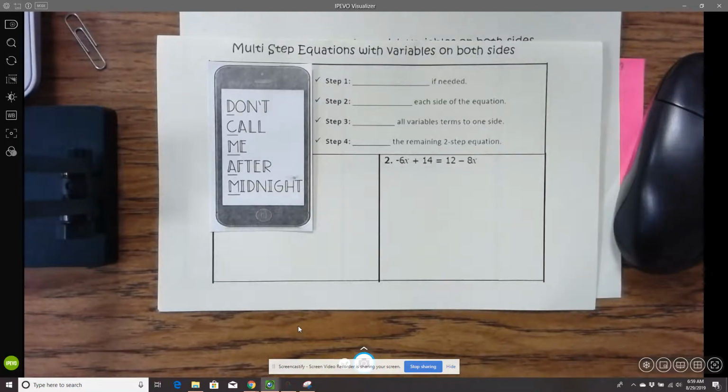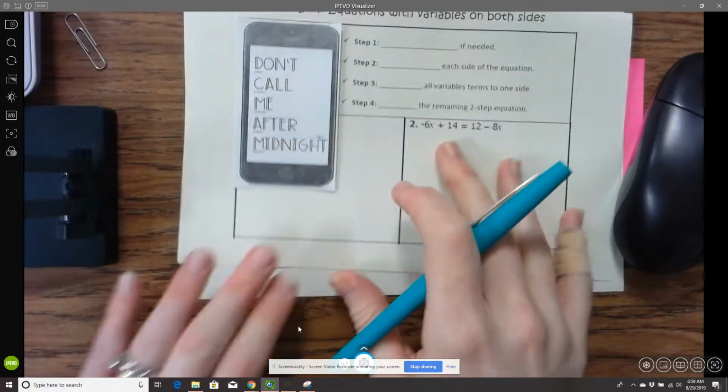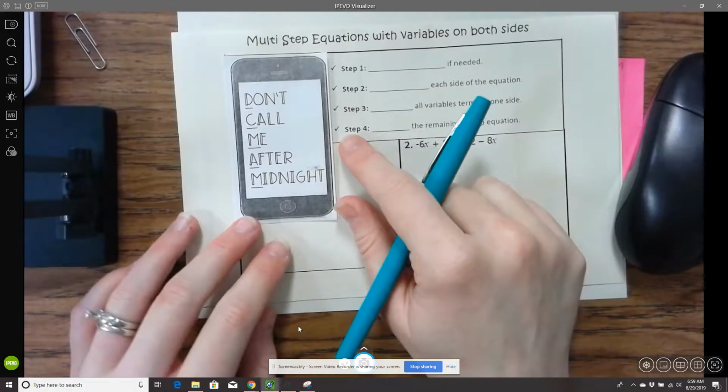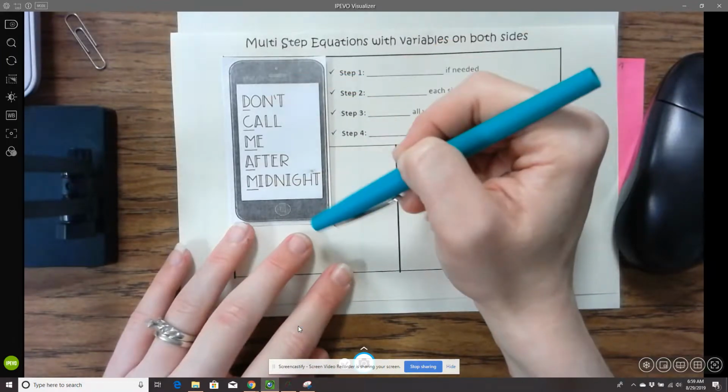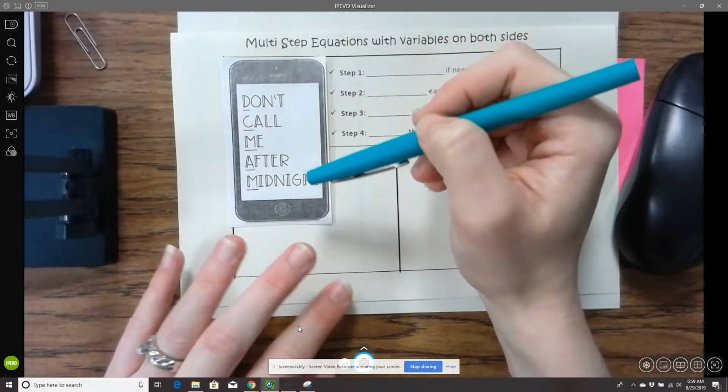This video is for the multi-step equations with variables on both sides notes. So the first thing you have is this little reminder that says "don't call me after midnight." And what this stands for is the steps you're going to take when you're solving these types of equations.